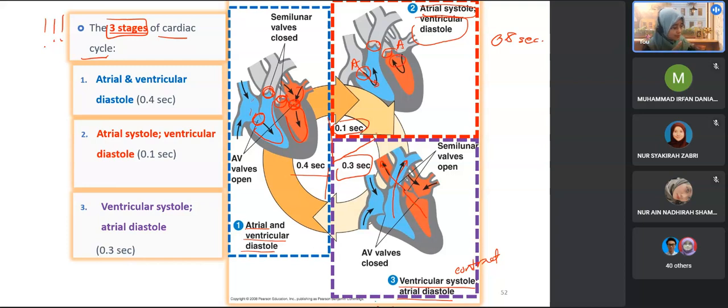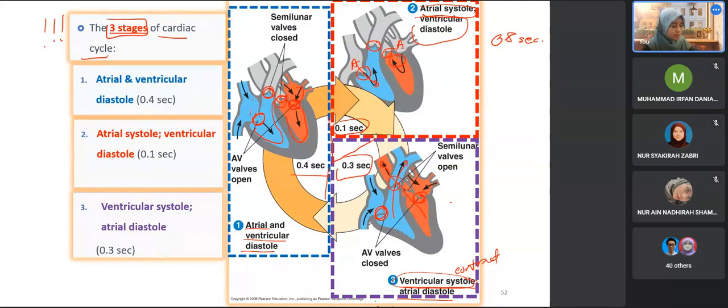But during the third stage, ventricular systole and atrial diastole, obviously, because this time the ventricle is contracting, apa yang kena buka adalah semilunar valve, because the blood needs to be pumped out of the heart. But the AV valve needs to be closed. Why? Because this is to make sure that there is no blood flowing back into the atrium, and this is also to create a high blood pressure in the ventricle. Okay, so therefore the AV valve needs to be closed during the third stage.